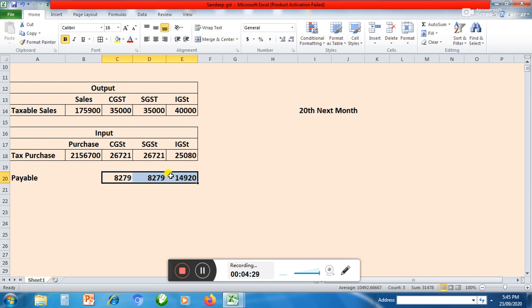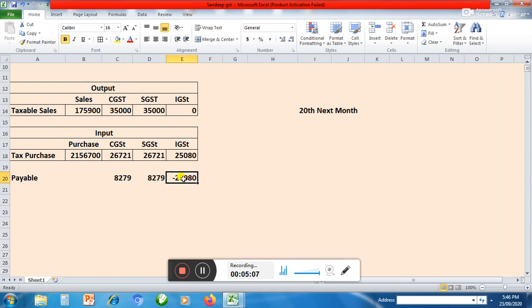Now sometimes what happens, assume that we are not selling the goods outside the state. That means assume that IGST output is 0. We are not selling the goods outside the state, but we are purchasing the goods from outside the state. That is, there is purchase input here. Let us see how to calculate the GST now. I'll say output minus input. This comes in minus. Again, this also output minus input. This again output minus input. So it is this.